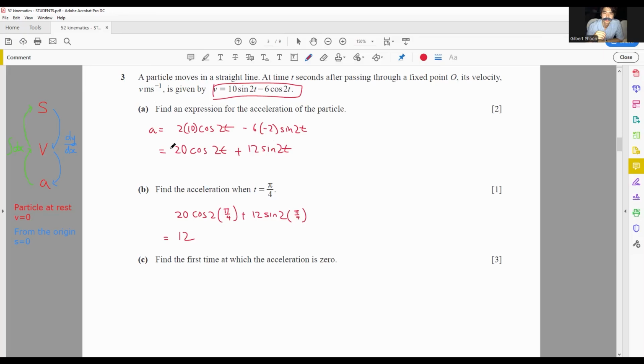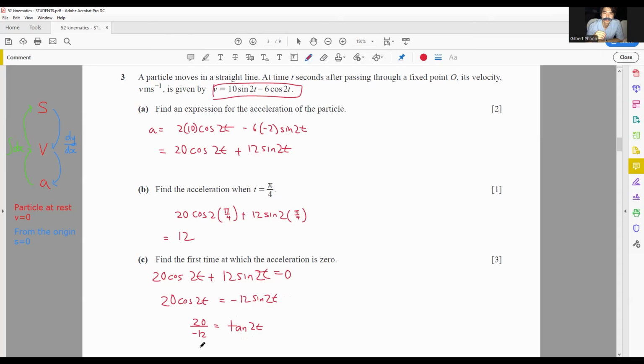0. So we're going to let this equation equal 0. 20 cos 2t plus 12 sine 2t equals 0. Then bring the sine over. 20 cos 2t equals negative 12 sine 2t. Then we're going to bring the cos and the sine to the right hand side and the numbers to the left hand side. You would have gotten 20 over negative 12 equals sine 2t over cos 2t. You're supposed to get tangent 2t.